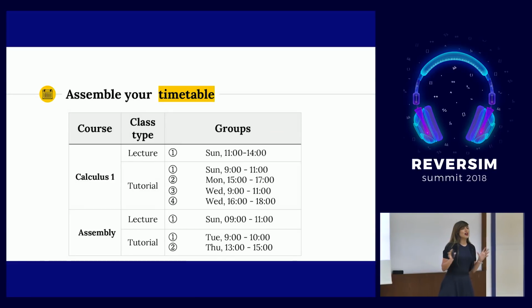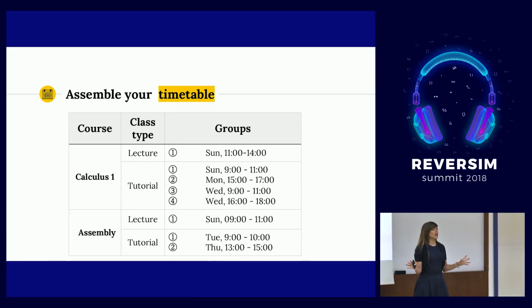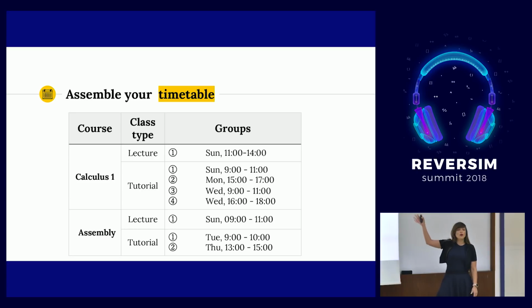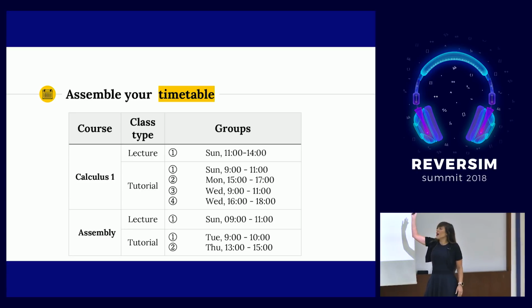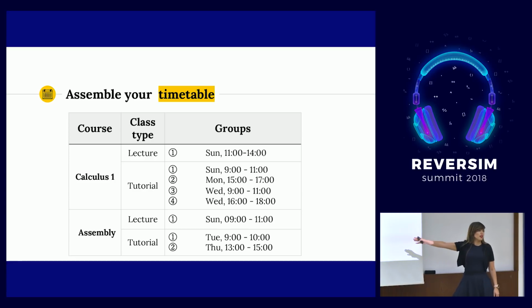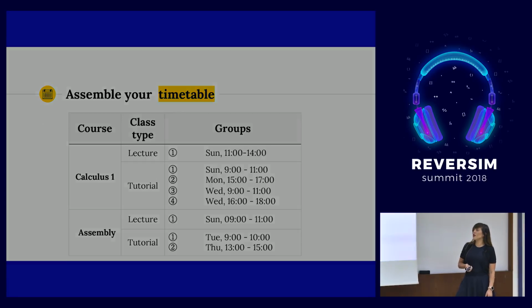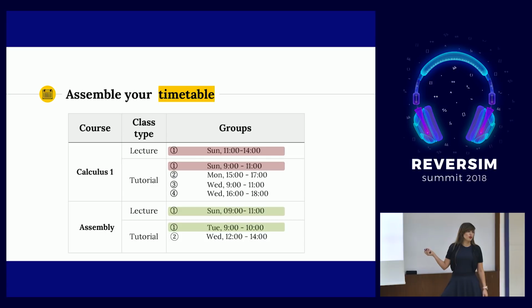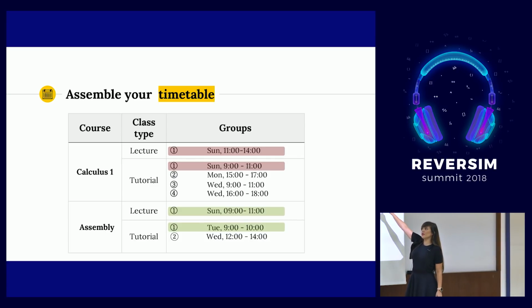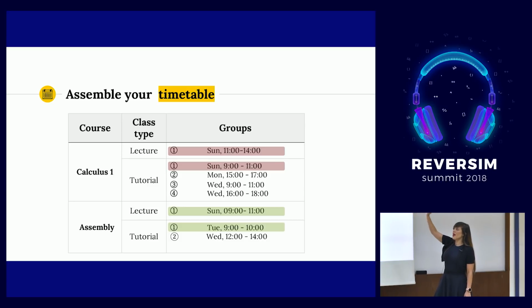So when I had to start to assemble my timetable, this is what I had to do. I have the list of courses, and lectures are mandatory, and tutorials you can choose from this list. So let's say we want to choose the calculus course, because that's what I want to do. So I choose the mandatory lecture on Sunday, and also the tutorial at 9 a.m. in the morning, because that's my favorite hour.